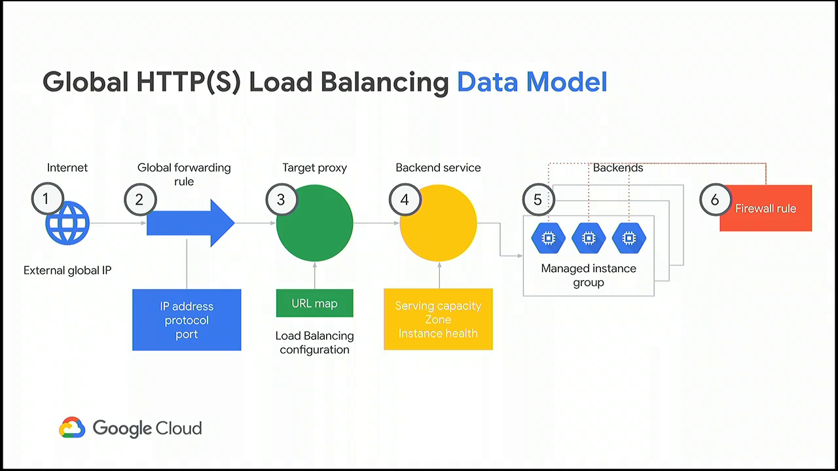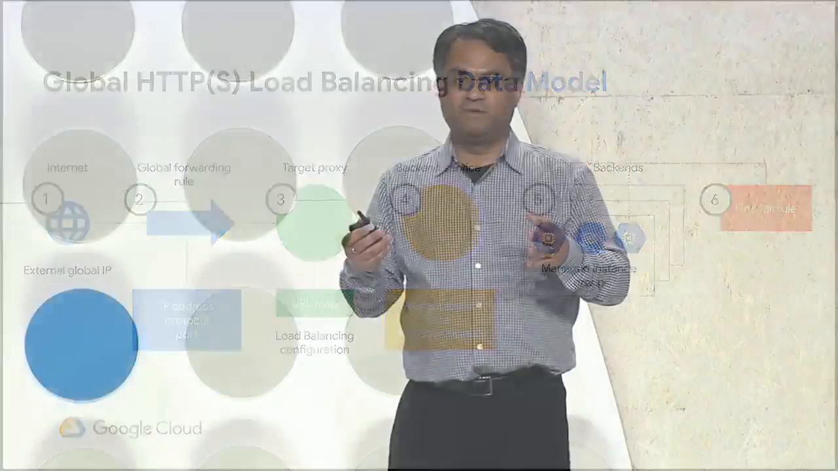Now, this is where the backend portion begins. A backend service is made up of backends. Backends could be managed instance groups or network endpoint groups. The backend service is also the location where we associate health configuration and serving capacity.